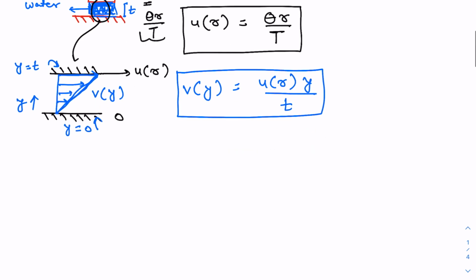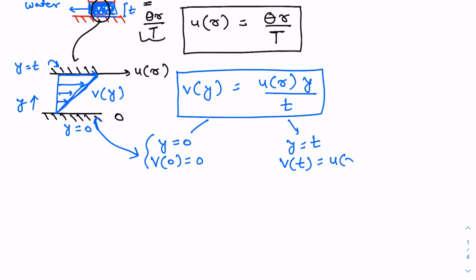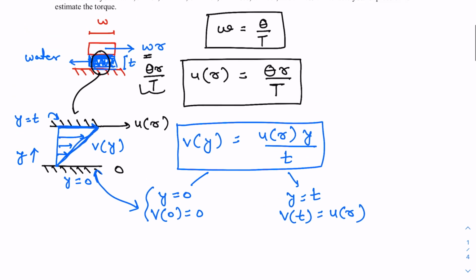So if you substitute y equal to 0, you'll get v of 0 equal to 0. So this is basically the velocity at the windshield surface, and if you substitute y equal to t, you'll get v of t equal to u of r, which is basically the velocity at which this small area element on the wiper blade is moving.